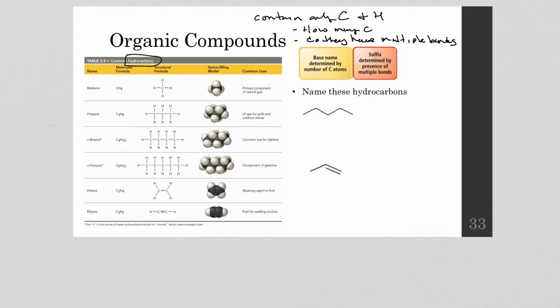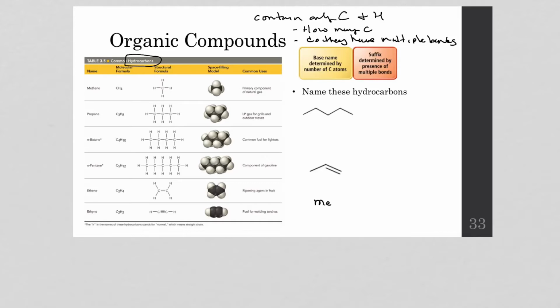The basic pattern we're going to follow is that the base name of the compound is going to be determined by the number of carbons, and we'll talk about that in a second. And the ending or the suffix of the name is going to be determined by if there are multiple bonds and what type of multiple bond there is. So let's look at the prefixes first. Similar to what we did when we had molecular compounds, we have a set of prefixes. Now these are slightly different.